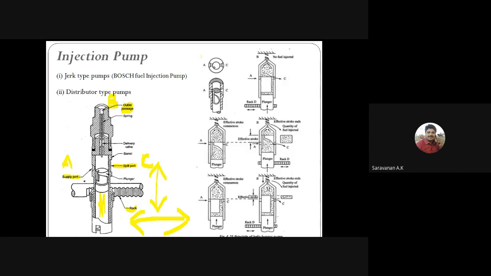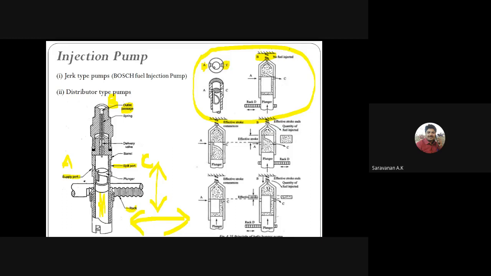So in this diagram you can see we have three ports. One is the A port, the fuel supply port, and C is the spill out port. And we have one more port, the B port. The B port supplies the fuel to the cylinder, that is, the combustion chamber.